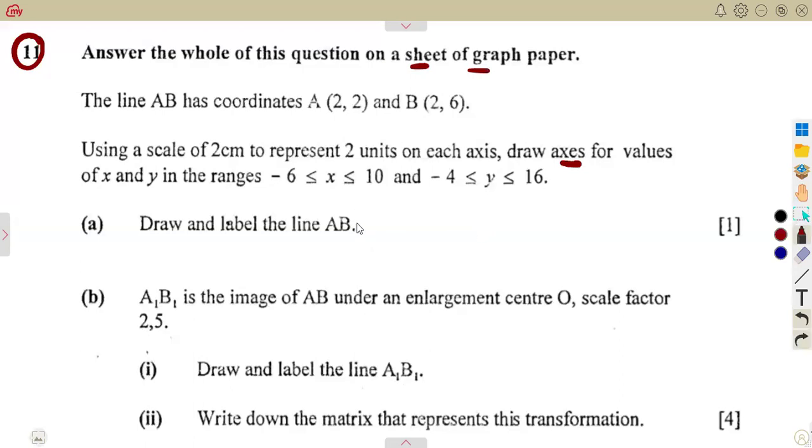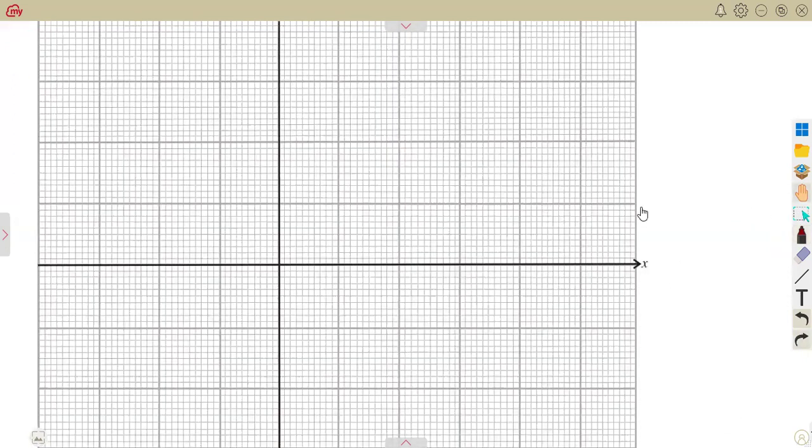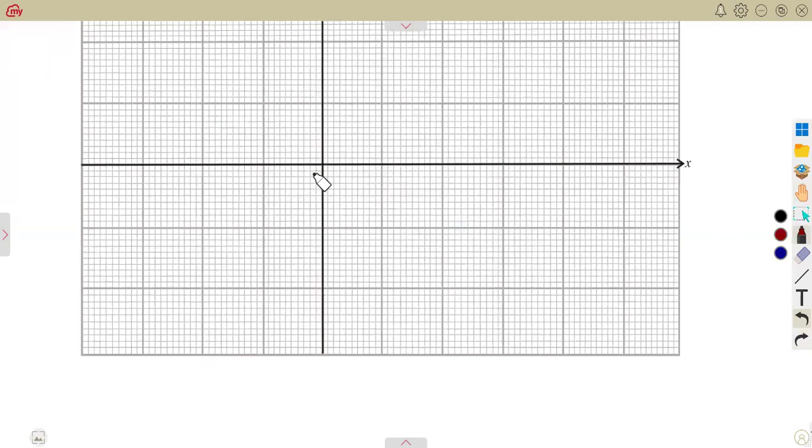So what you're going to do is to represent on your graph, as you are given, 2 centimeters to represent 2 units on both axes. Let us just say we've got 0 here. That's going to be 2, 4, 6, 8, 10, 12, and so on. You do the same thing on this side: -2, -4, -6, -8. Same thing on the positive.